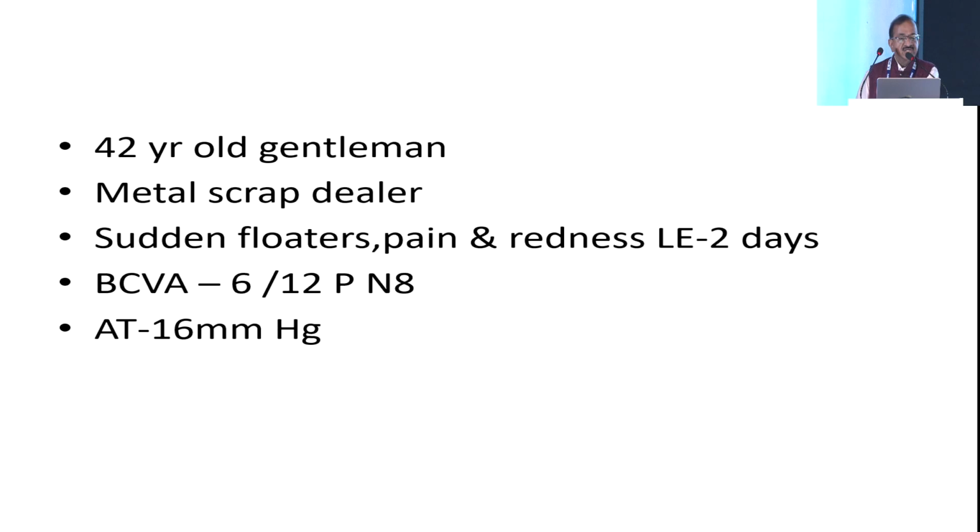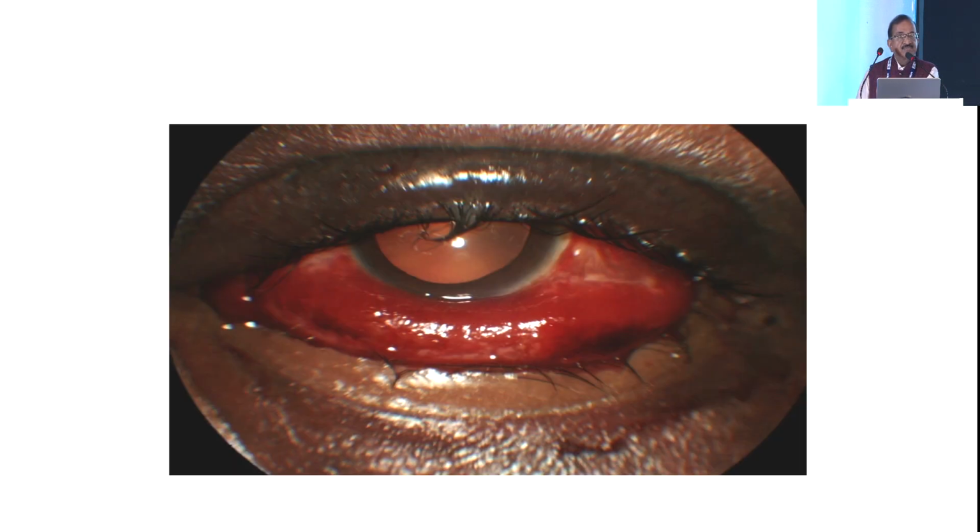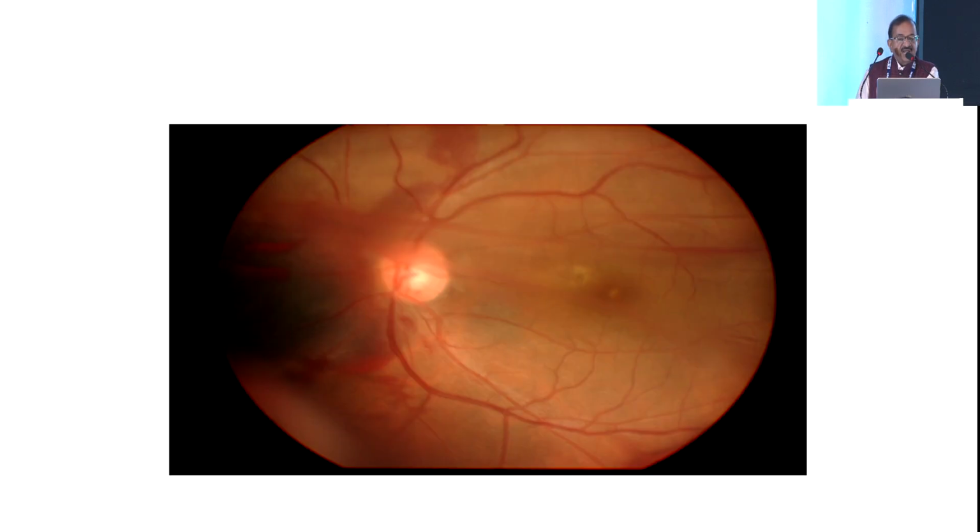We will just share two case details. This is a 42-year-old gentleman, a metal scrap dealer, that's the vital point in the history, who complained of sudden onset of pain, redness, and floaters in the left eye. And this was the picture he presented with, what looked like an orbital cellulitis kind of picture. His movements were also restricted. And this was the hemorrhagic chemosis in the eye.